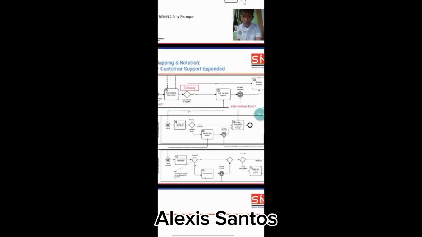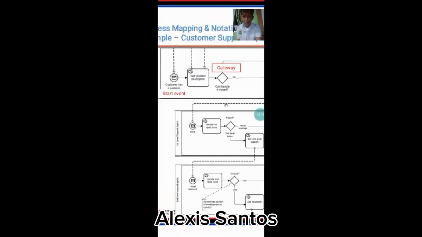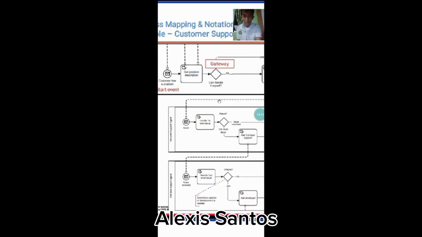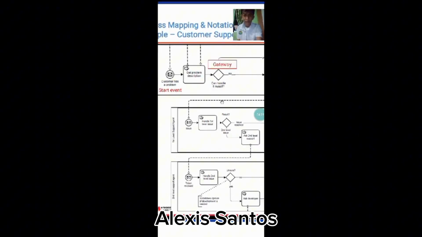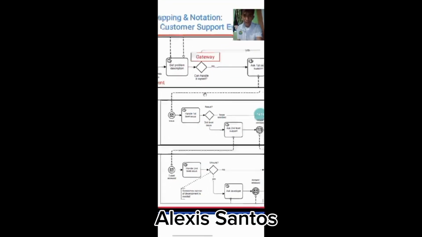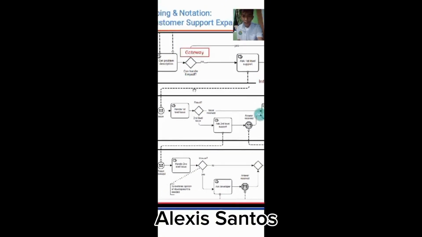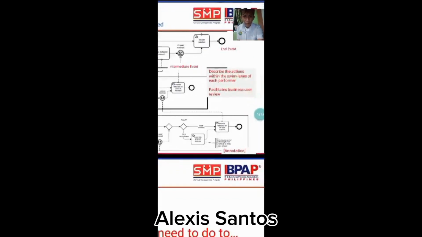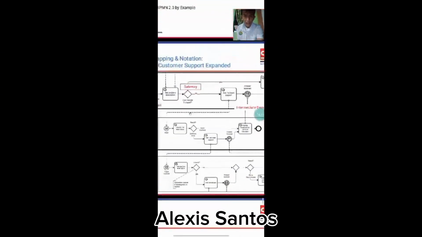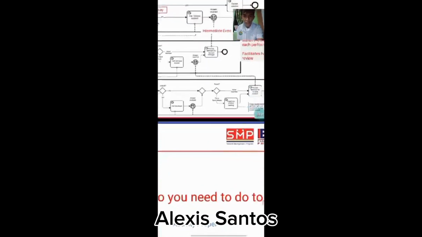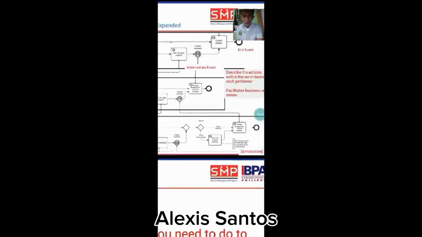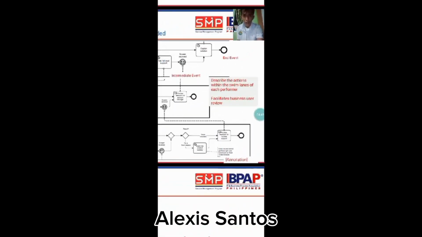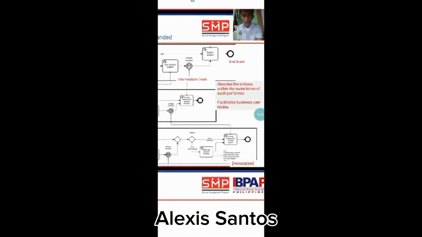So makikita nyo dito sa start kung paano yung, ito, from start, get problem description, gateway, can handle it myself. Okay, then makikita nyo dito yung mga kung paano mag-process dito sa customer support expanded. So nandito na rin siya. So describe the actions within the swim lanes of each performer, facilitates business user review.